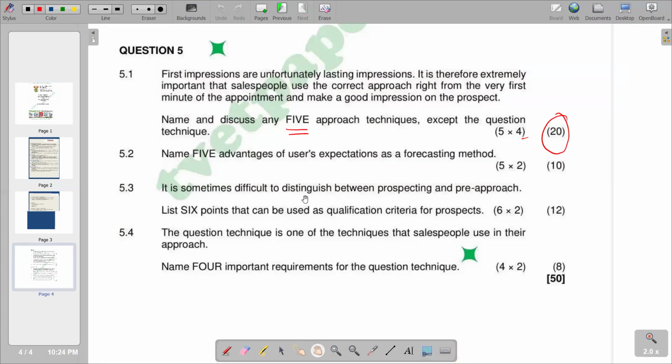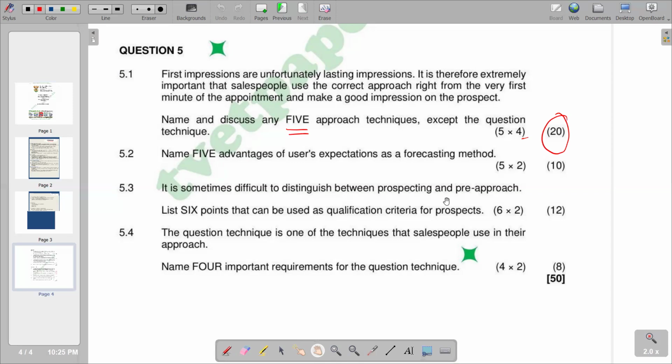It is sometimes difficult to distinguish between prospecting and pre-approach. List 6 points that can be used as qualification criteria for prospects. So we need to come up with the 6 points that can be used as qualification criteria for prospects. But we can start by understanding what is a pre-approach. So pre-approach, you see that it's one of the initial steps in the selling process, wherein the preparation is done about customers by a salesman before approaching them. So it includes customer analysis.